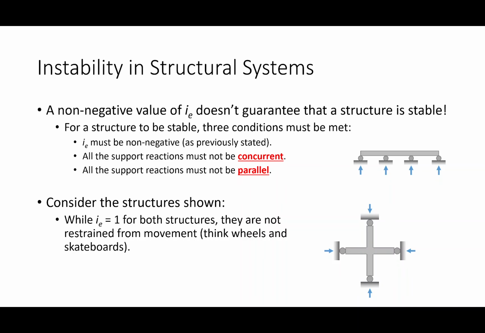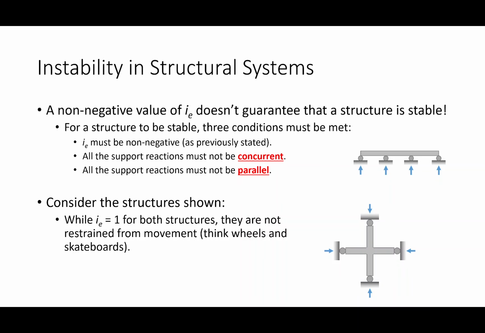Okay, now like I said, a non-negative value of I does not guarantee stability. So what does guarantee stability? Well, for a structure to be stable, 3 conditions have to be met. First, I has to be non-negative, but you have to meet these two conditions as well. The first condition is that the reactions cannot all be concurrent, and the second is that the reactions cannot all be parallel.